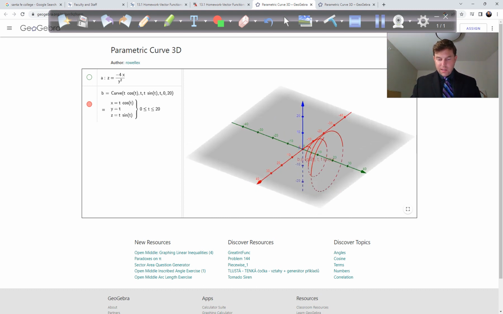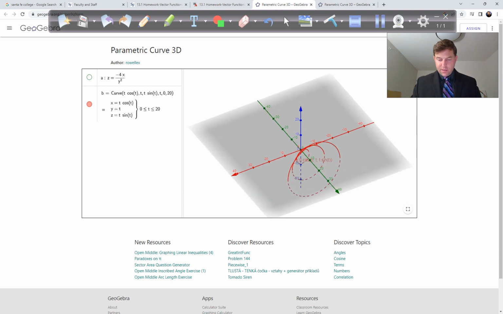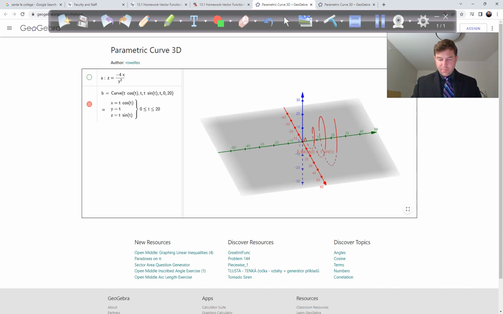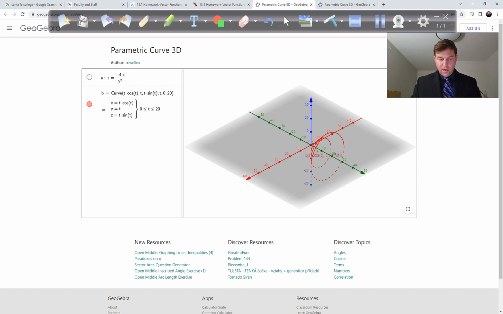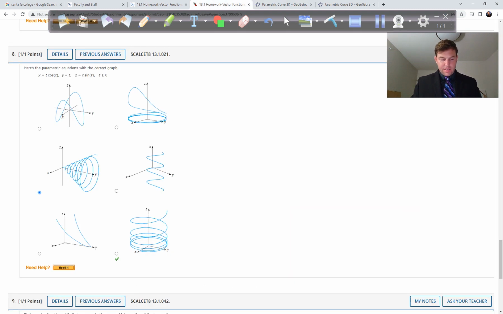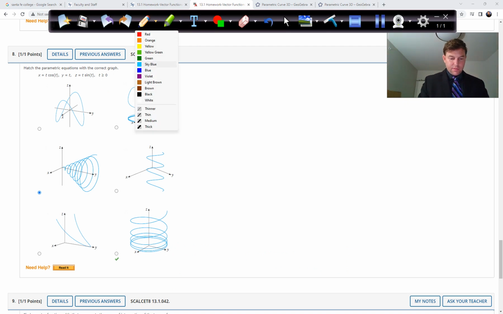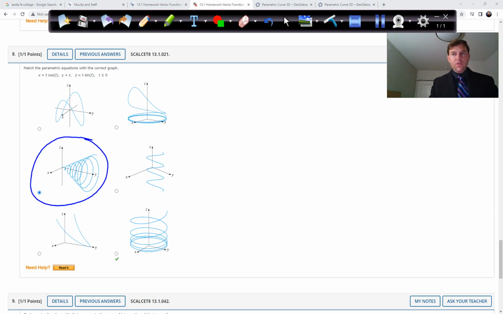And you can see it's kind of this nice expanding spring kind of thing, and it's going along the y-axis. So we can go back to our possible pictures, and clearly it is this one right here. So with the tools, it can be pretty quick and easy to get the answer here.